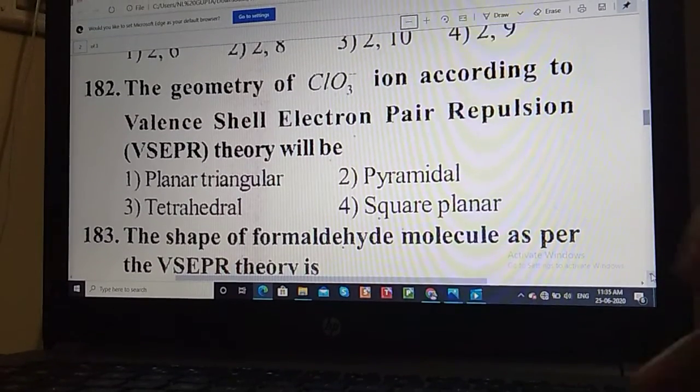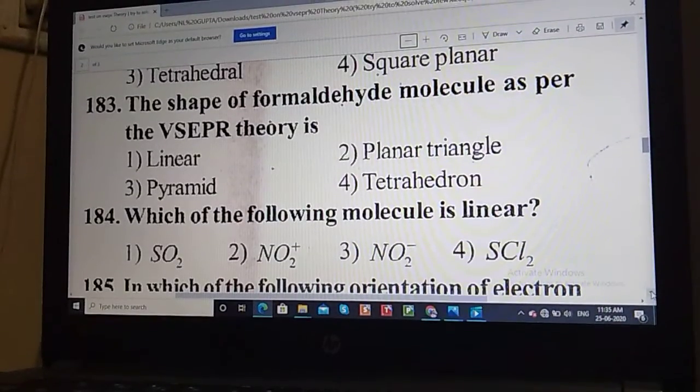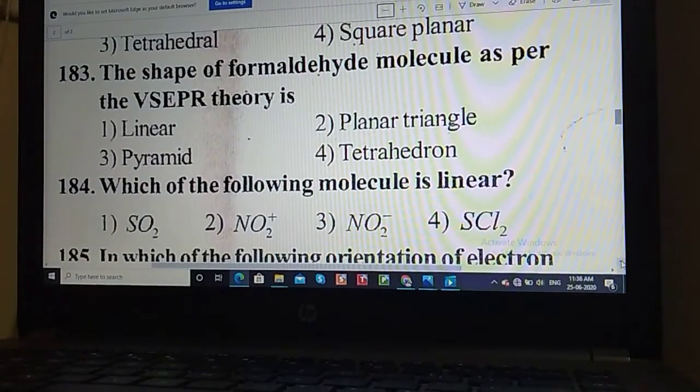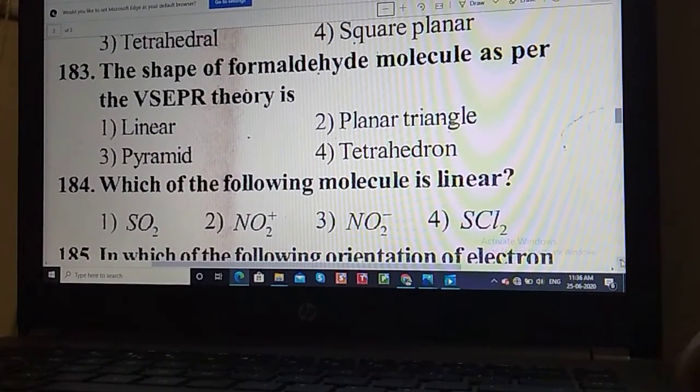Okay, now let us move on, student. 183. What is the question? The shape of formaldehyde molecule as per the VSEPR theory. Now for the 183 question, see, student, on the board here. Formaldehyde is there, student, HCHO. So the shape of HCHO, student, here is C double bond O, here is hydrogen and here is hydrogen. If you check, student, this structure is trigonal planar. So what would be the correct option if you talk about trigonal planar, student? If you talk about the options, 183, option number 2, planar triangle is given. So the correct option will be option number 2.